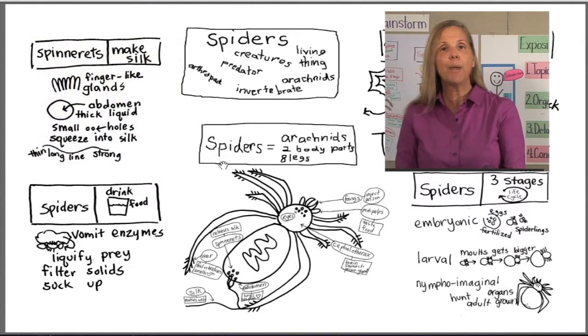Up above our big idea, notice it doesn't have two boxes. Instead, it has spiders with an equal sign. And then I'm giving a definition or an overall picture of what a spider is. And that is, spiders are arachnids with 2 body parts and 8 legs. That's for more descriptive type of writing.